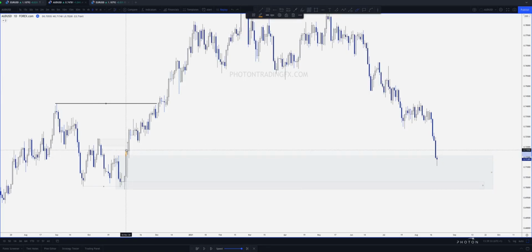What happened is price came into it, right, with this wick. You can then see that it reacted down, right, with that large doji, and then we came back up and then wicked break there.